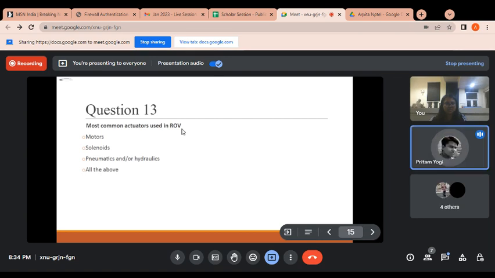But how, ma'am, is a motor an actuator? It means it's not sensing anything. Yes, ma'am, an ROV is a remotely operated vehicle, and all the things are used in a vehicle. So it is all of the above. Yes, correct answer. This question is directly taken from the lecture video, so you can also see there. The motor, solenoids, and hydraulics are used in this ROV. And all of these are examples of actuators, right?